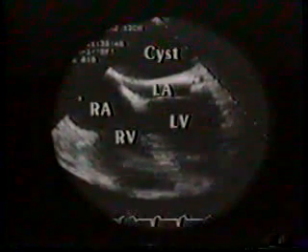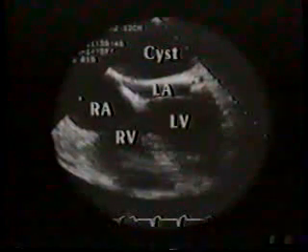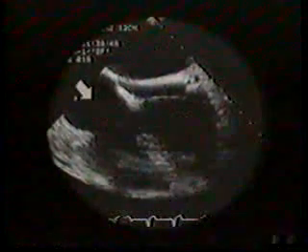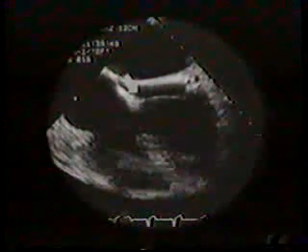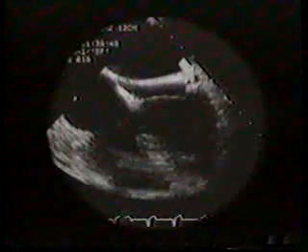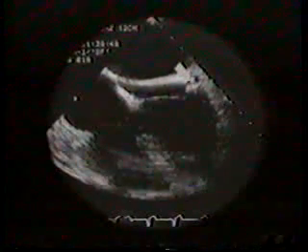Compression of the left atrium by this same pericardial cyst is clearly illustrated on this transesophageal study. This is the right atrium, right ventricle, and left ventricle. The cyst compresses the left atrium, which appears as a small slit. This is the short axis view of coronary sinus and circumflex coronary artery in the AV groove.